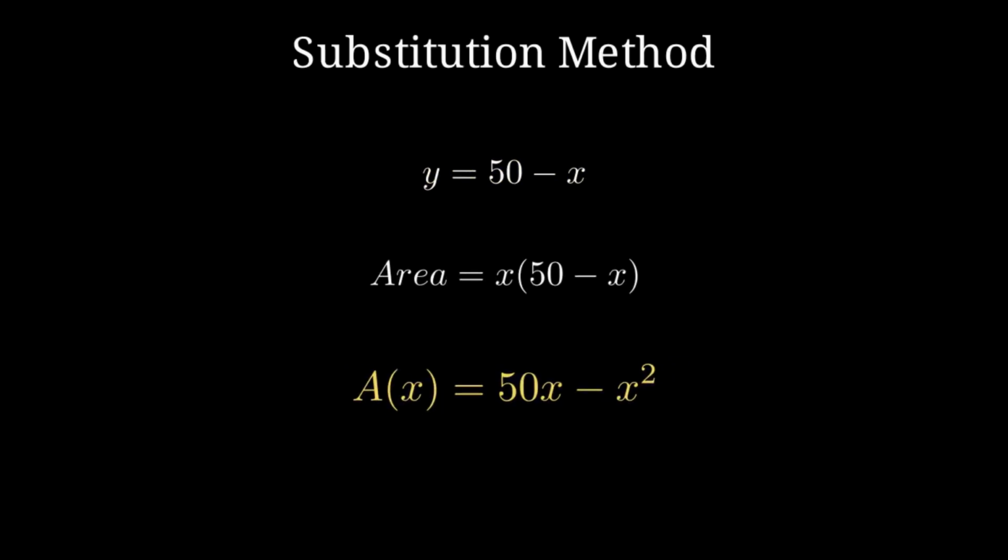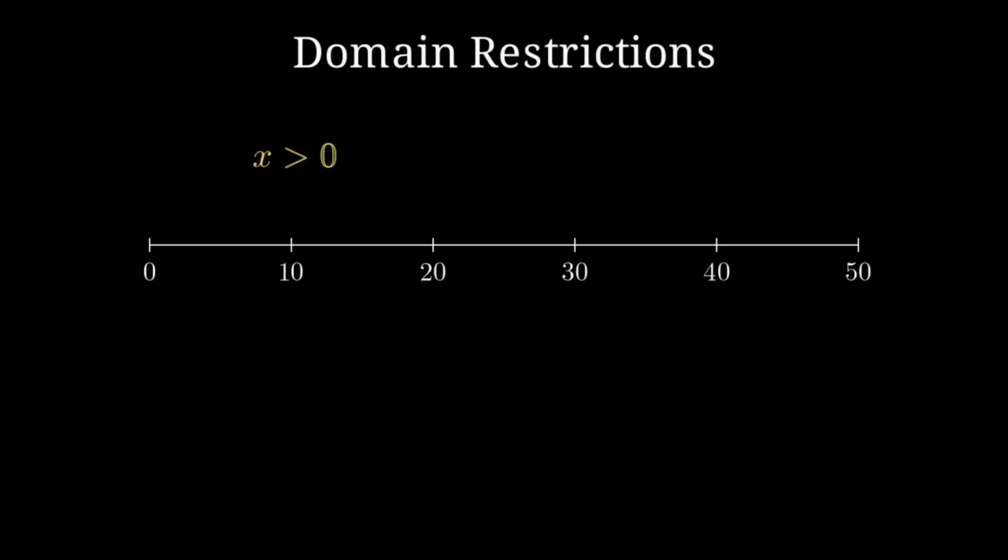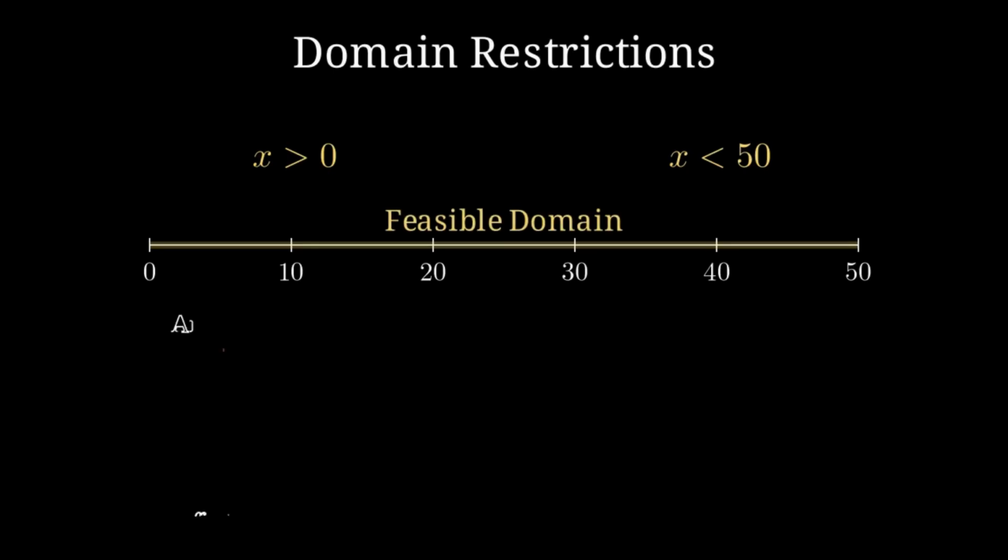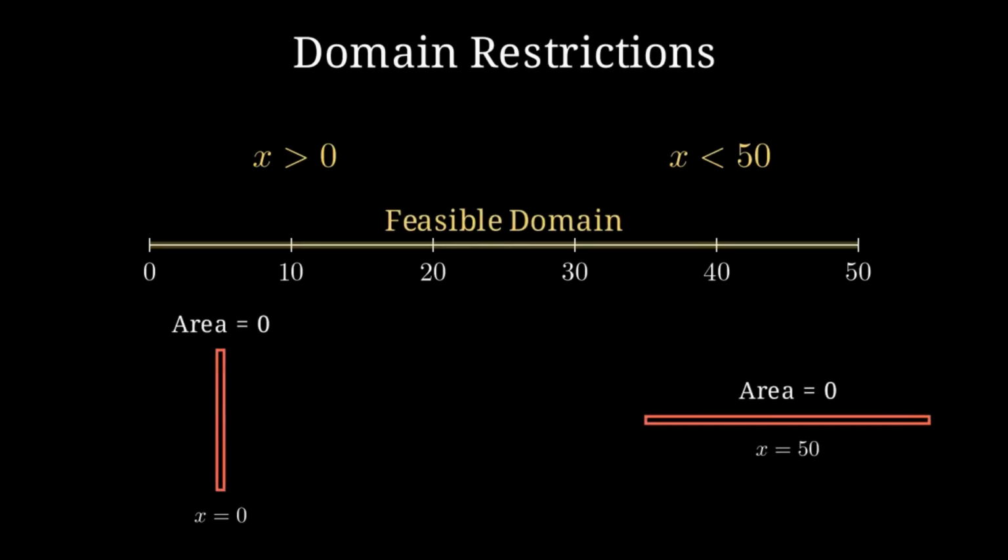Now, the area is expressed solely in terms of the width, x, making it ready for differentiation. It is crucial to define the domain of our function. In our fencing example, the width cannot be negative, nor can it exceed the total length of the fence. Identifying the interval of interest ensures that our mathematical solution makes sense in the physical world.